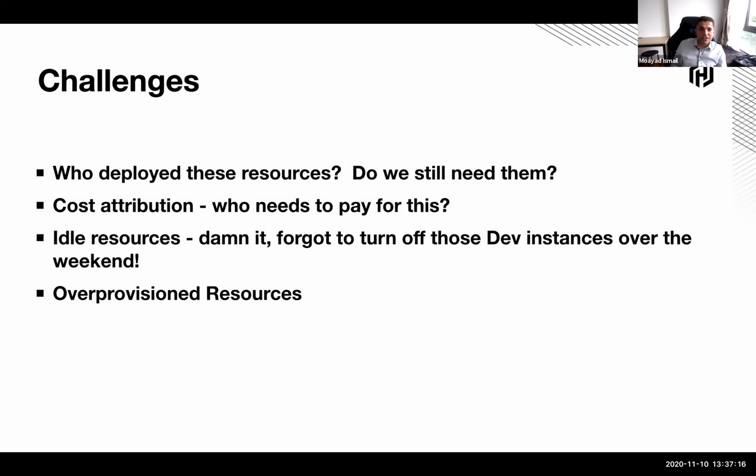So the challenges that come about from having a lack of cloud finance management processes in place, you end up with lots of questions. Hey, who deployed these resources? Do we still actually need them? Cost attribution, who needs to pay for this? Idle resources: you deploy something, you forget to turn it off, or you get too busy, caught up with other activities, and haven't had the opportunity to turn off servers that are running in your dev environment all week. Over provisioned resources: do I really need an 8 core CPU to run an application that only consumes 10% of average CPU, right?